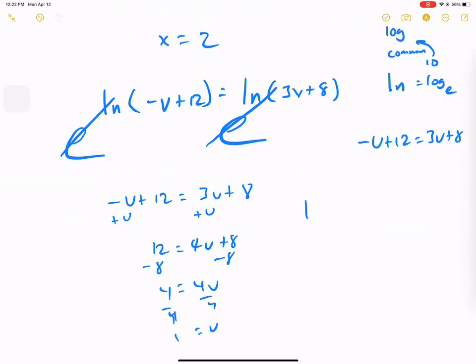If I write natural log of negative 1 plus 12, is that the same as natural log of 3 plus 8? And this will give you ln of 11, and on the other side, natural log of 3 plus 8 is 11 also. Okay, so same answer. That would have worked.